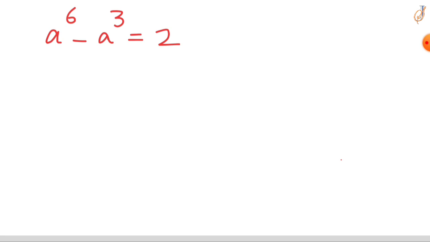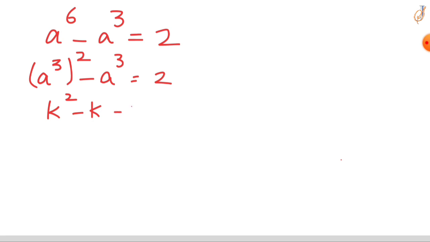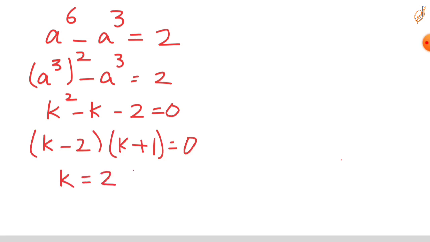a power 6 minus a power 3 equals 2. a power 6 we can write as a power 3 whole power 2, minus a power 3, that is equal to 2. To simplify this, let us consider a power 3 equal to k. Then k power 2 minus k minus 2 equals 0. We converted it into a quadratic equation. So here the roots are 2 and minus 1.